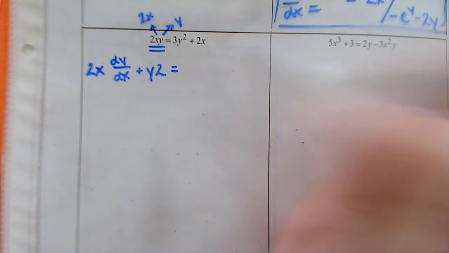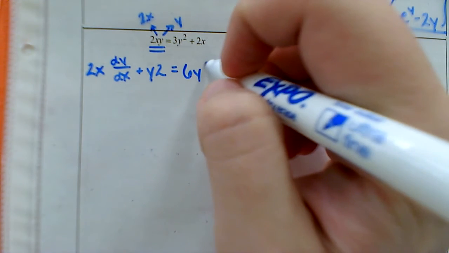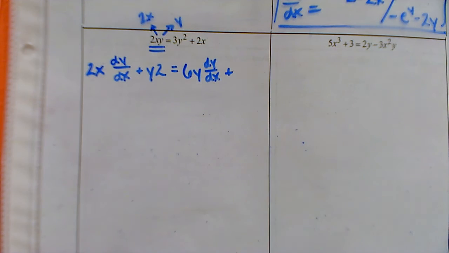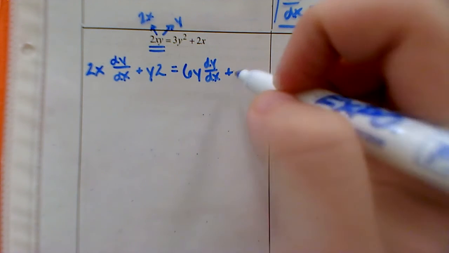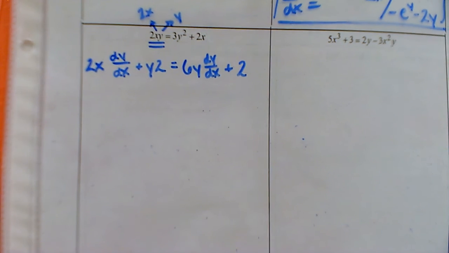We'll go ahead and move over, working our way across. The derivative of 3y squared. There we go, 6y dy over dx. Plus the derivative of the next term, the derivative of 2x is just 2. Wonderful, first derivative. First line.